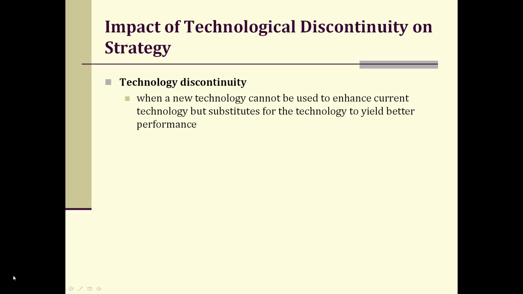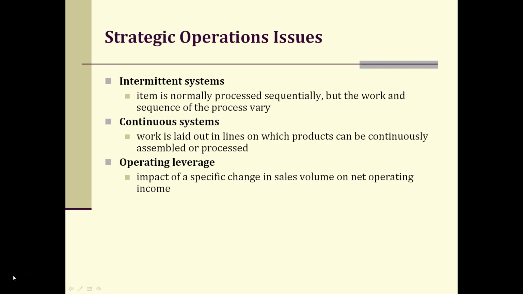So in intermittent systems, job shops, the item is normally processed sequentially, but the work and sequence of the process vary. In contrast, continuous systems are those laid out as lines on which products can be continuously assembled or processed. Operating leverage is the impact of a specific change in sales volume on net operating income.